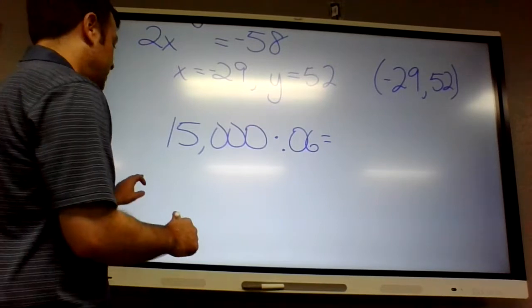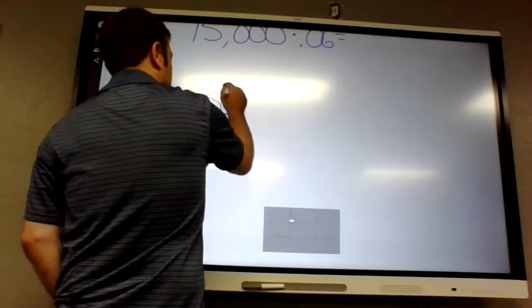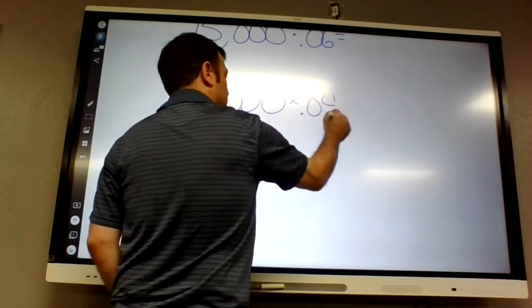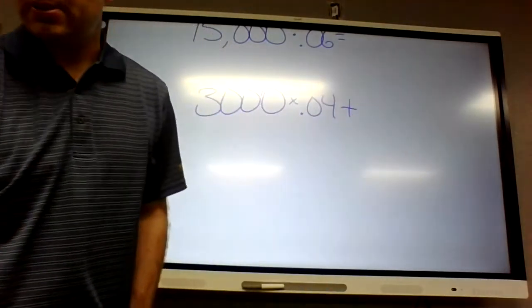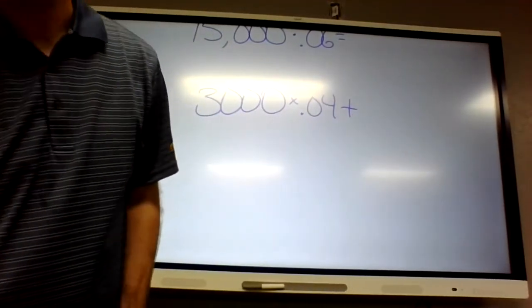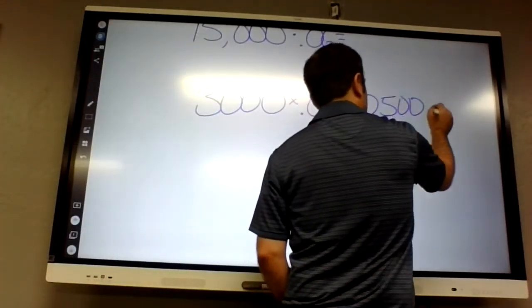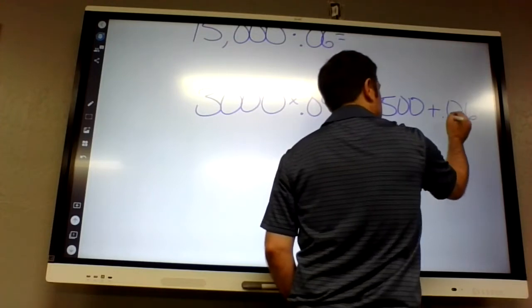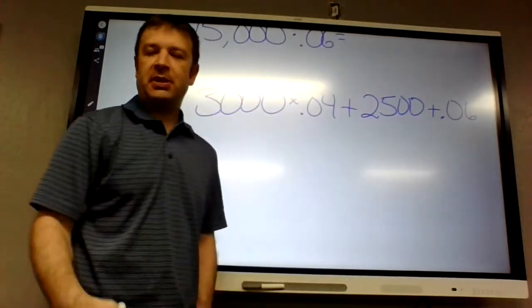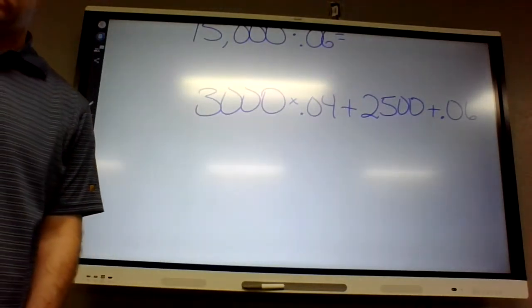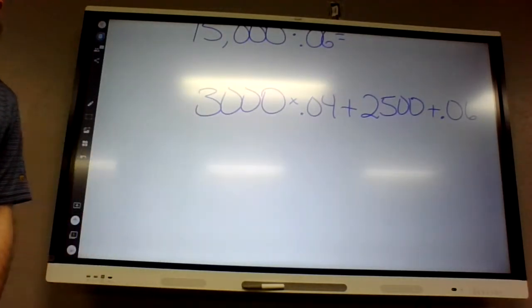So you're getting 4% from $3,000. What's 4% as a decimal? 0.04. Plus you're getting 6% from $2,500. So you just have to add those. That'll give you your total earnings. Just add them together.